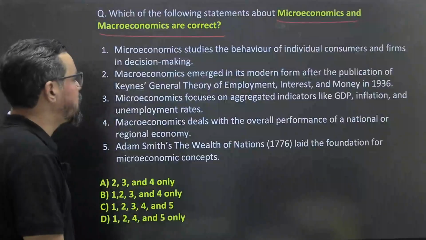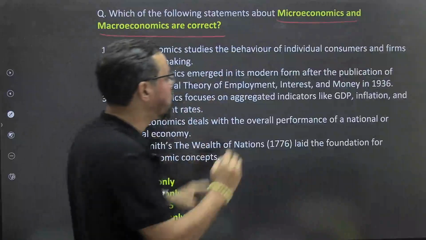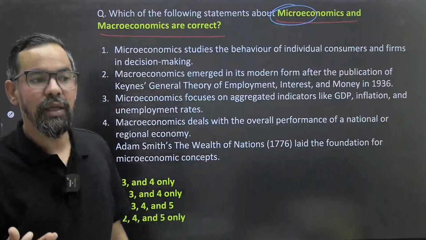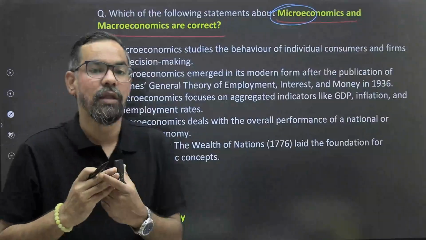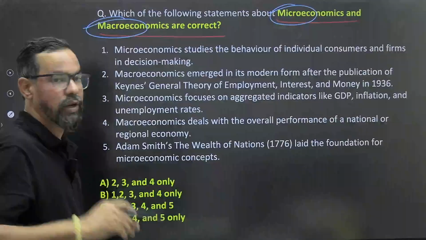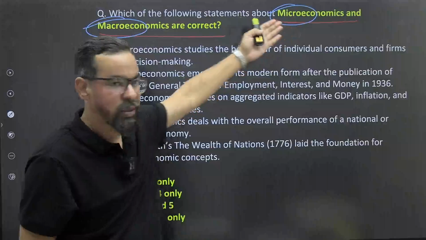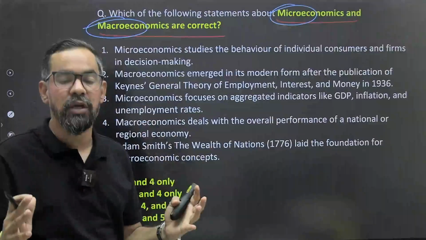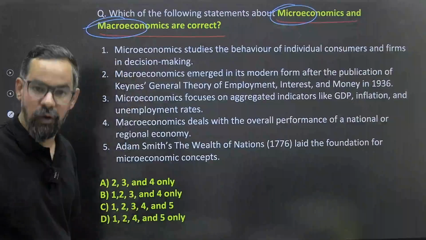So the first question is about the differences between micro and macro. When it comes to micro, it generally deals with how individuals or companies make their decisions, like their choices and all. When it comes to macro, it has a broader area, right? So demand and supply is a topic of microeconomics. Inflation, recession, economic growth, employment, these are all the subjects of macroeconomics, right?